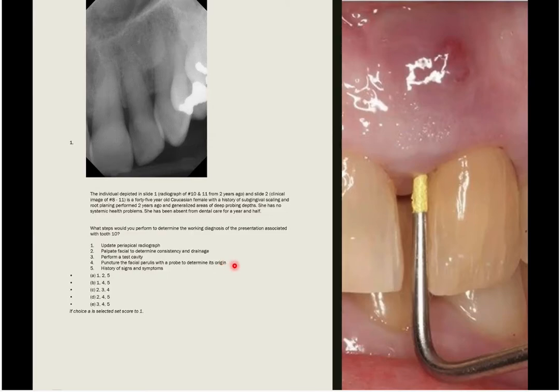And we would never want to puncture the parulis, because if in fact there is a draining point, we usually would want to use a gutta percha to trace that and then take a periapical film. And then usually we want to include a history of signs and symptoms. So this question was really trying to get you to distinguish an endodontic versus a periodontal abscess. So using a radiograph, palpation become important, as well as the history of the symptoms.